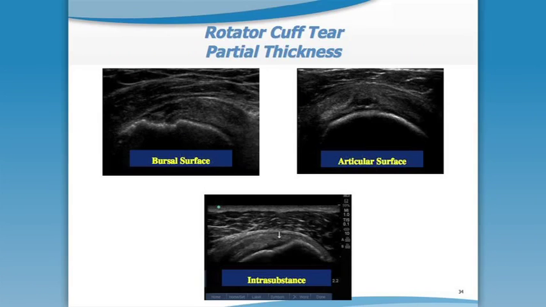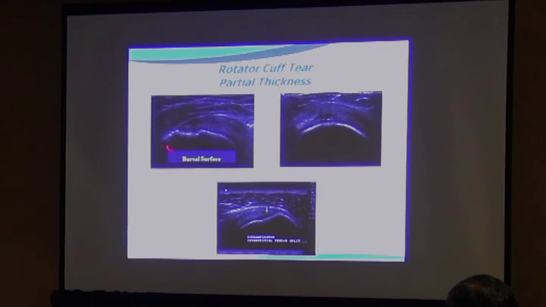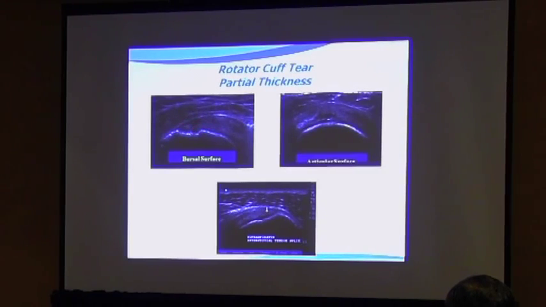Examples of partial thickness tears: a bursal-sided tear. Notice the bony irregularity where the tear occurs. Smooth bony surface here and intact tendons at the proximal footprint, constituting a partial thickness bursal-sided tear.